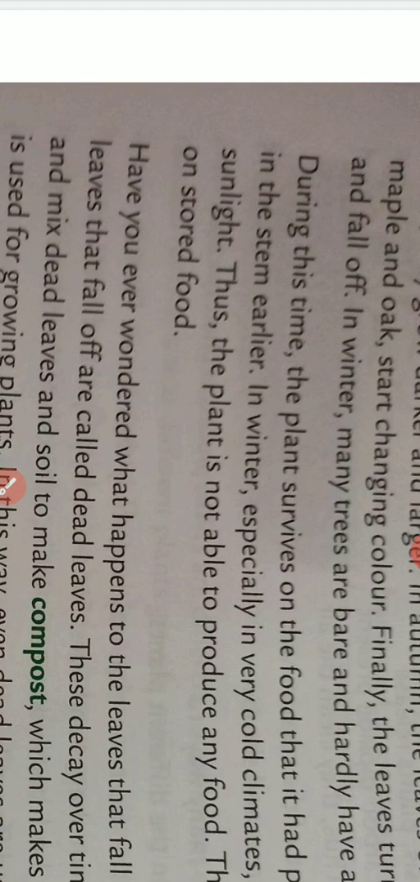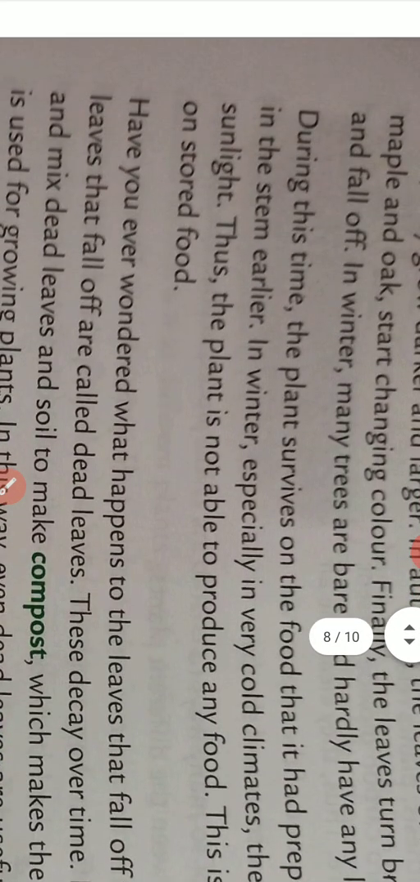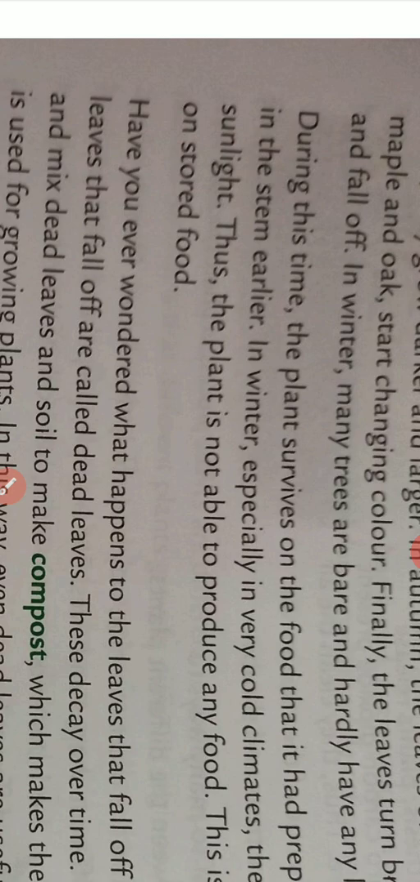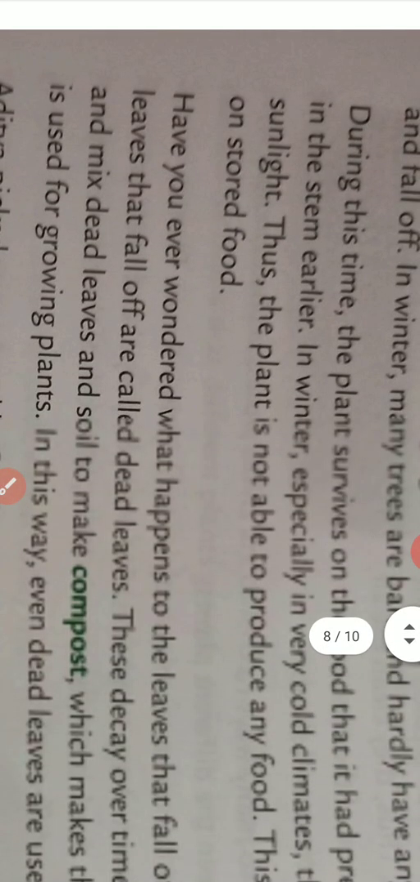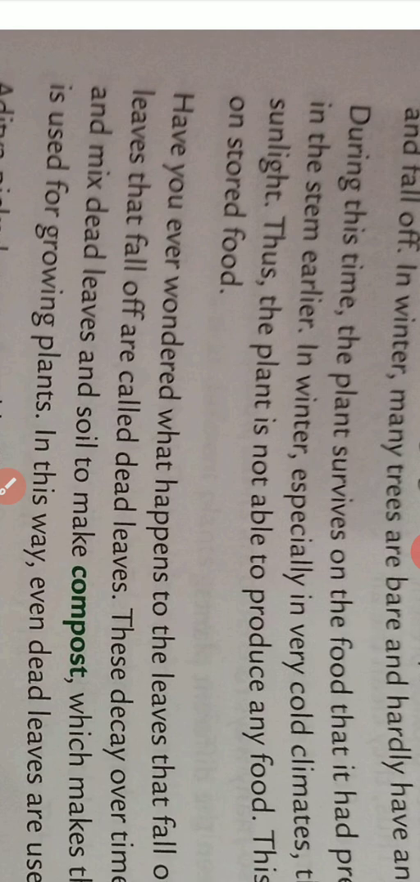In winter, especially in very cold climates, there is very little sunlight. Thus the plant is not able to produce any food. Okay, children, that is why it depends on the stored food. So this is the tendency of the plant to keep preparing the food and keep storing the food for the season when there is no sunlight. When there is no sunlight, they use the food which is already stored in their stem.